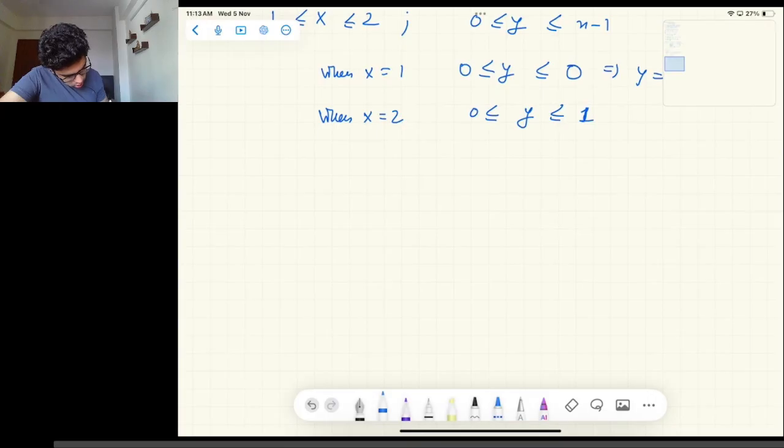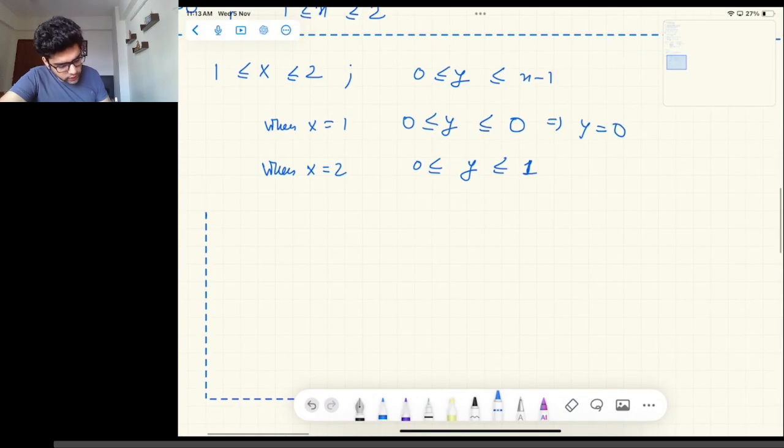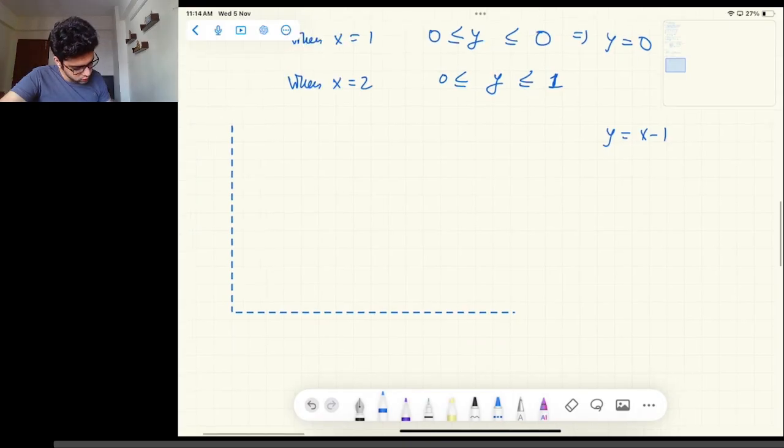Now if I just draw a graph, I'll draw a line y is equal to x minus 1. Y is equal to x minus 1 means when y is 0, x is equal to 1. So when y is 0, x is equal to 1. This is the y axis, this is the x axis, and this line will start from x is equal to 1.